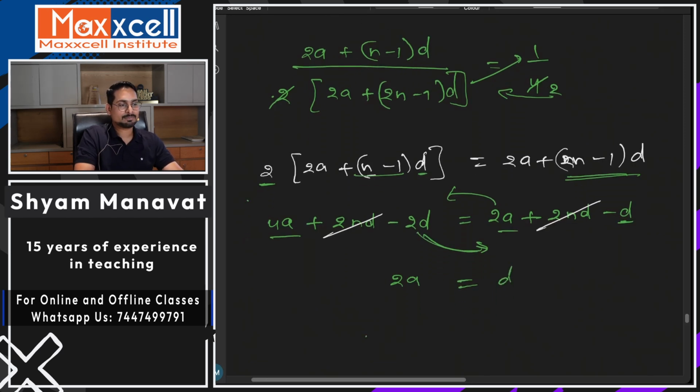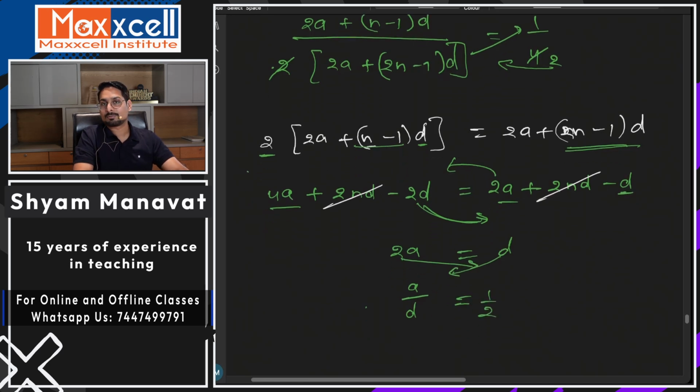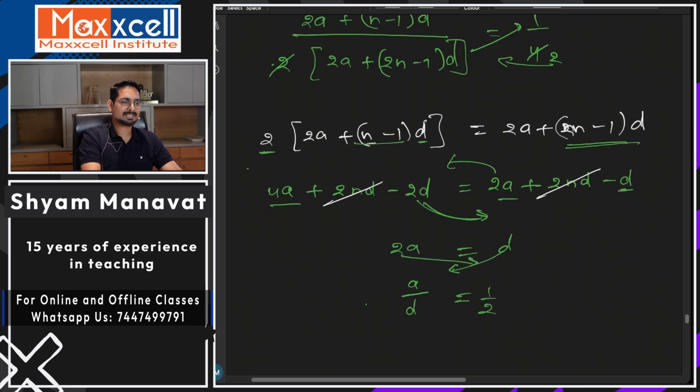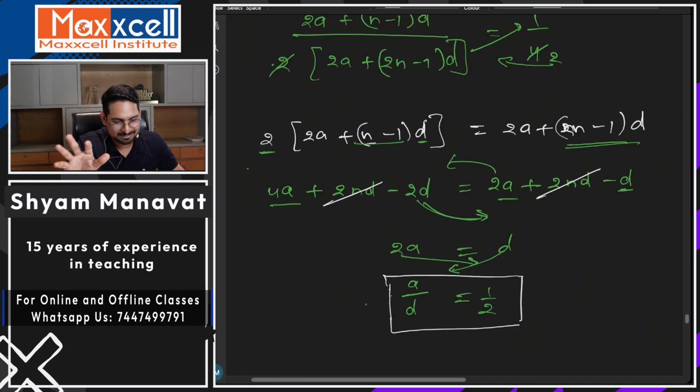The question said find the ratio of first term to the common ratio. Okay, so take the common ratio down. Then I don't need 2 this side, so I'll take 2 to the other side. It will go in the denominator, and this will become what? 1 upon 2, and that's the answer, guys. That's the answer. Ratio of first term and common ratio. Common difference, not the common ratio. Common difference. Common ratio is in GP. Common difference. A by D is 1 upon 2.